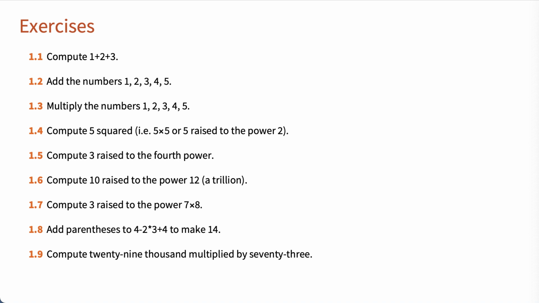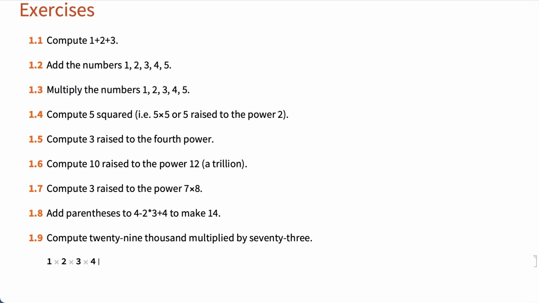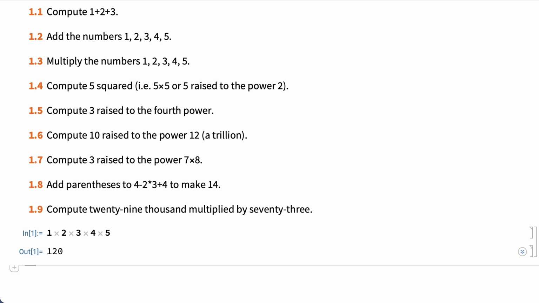For example, considering exercise 1.3, multiply the numbers 1, 2, 3, 4, 5. One way to do that is by simply typing in the numbers 1 through 5 with spaces between the numbers to indicate multiplication.